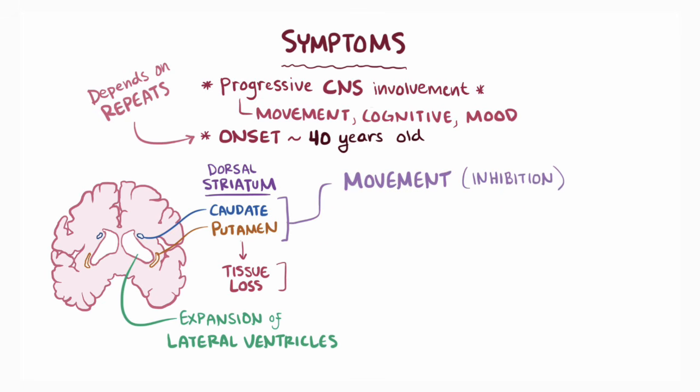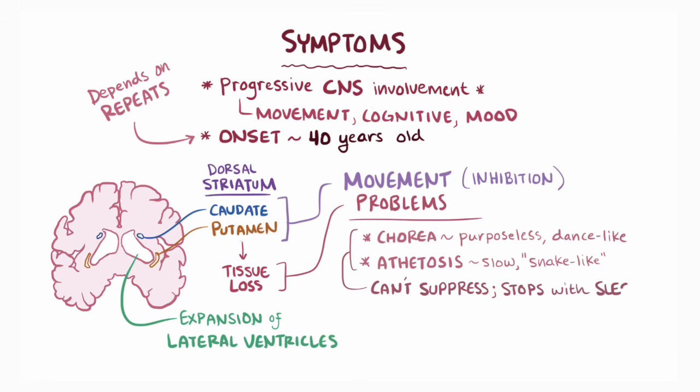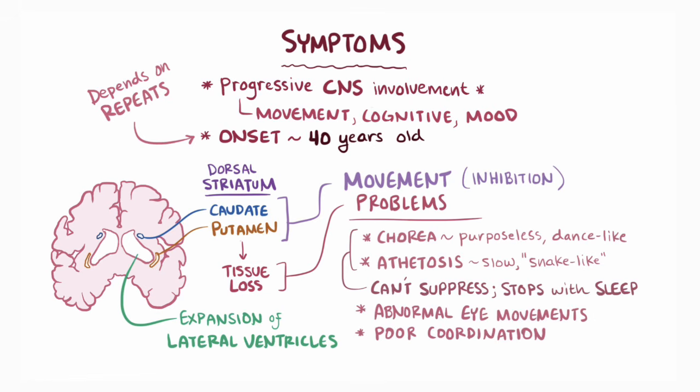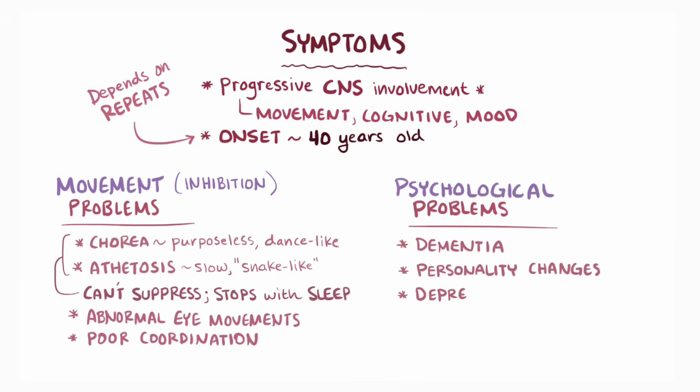And that's why neuronal death in the basal ganglia causes movement problems like chorea, which are purposeless, dance-like jerking movements, and athetosis, which are slower, writhing, snake-like movements, mainly affecting the hands. These involuntary movements can't be consciously suppressed and stop only with sleep. Other motor problems include abnormal eye movements and poor coordination. Loss of tissue in these regions can also lead to psychological problems as well, like dementia, personality changes, and depression.